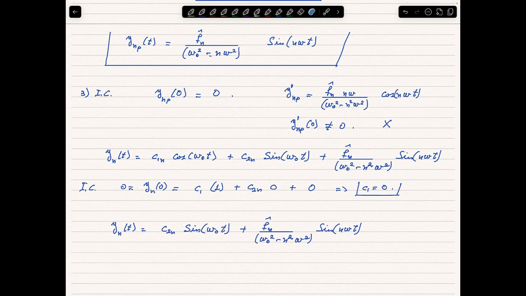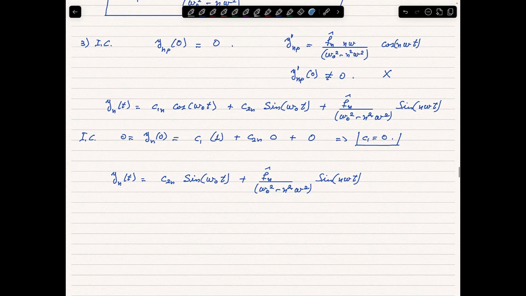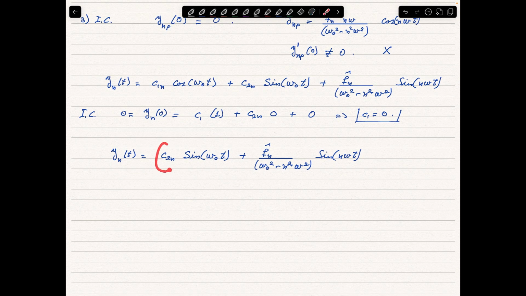So this is the solution we are working with, a combination of two sines. And now we are going to tune this coefficient, so this function satisfies the second boundary condition, but the second boundary condition is for the derivative, so we need to compute the derivative. It's not boundary condition, it's initial condition, sorry. So we are going to have derivative of sine is cosine multiplied by omega 0 C2n cosine of omega 0 t, and here is going to be crowded. That is what is going to be.